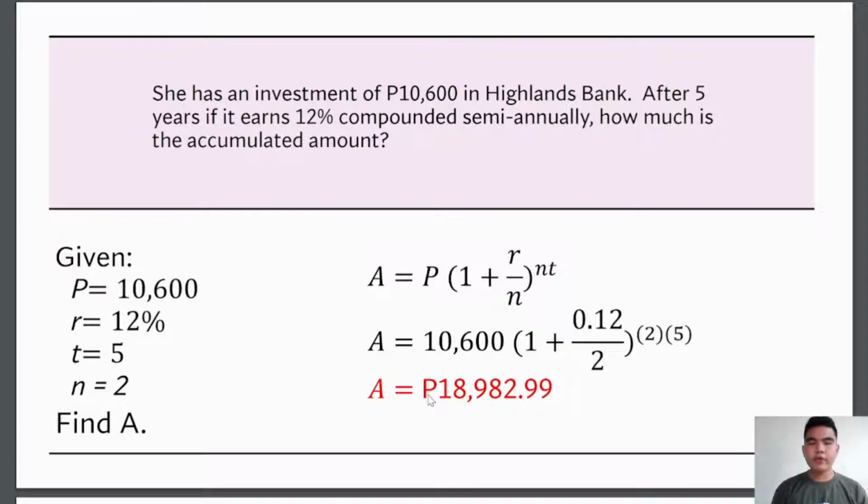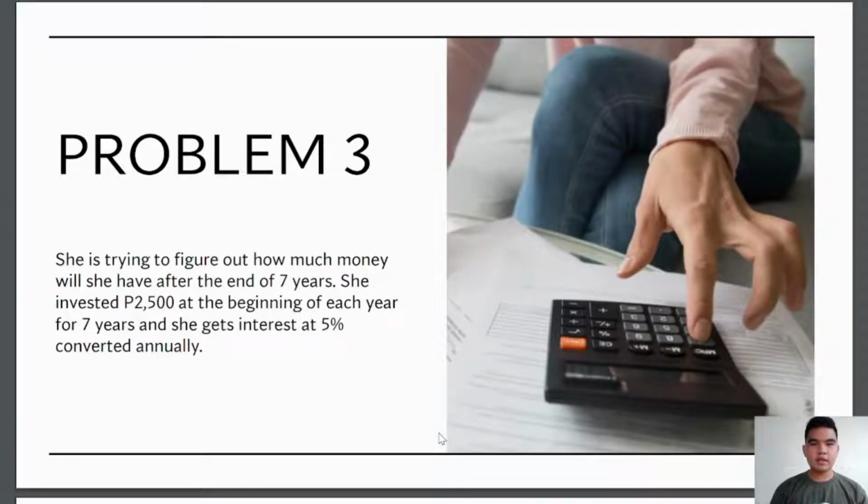And now we have arrived at the final answer, which is 18,982.99. So the answer for your second problem is 18,982.99 pesos. I hope that you understand how to solve this problem. So now, let's get into your third problem.